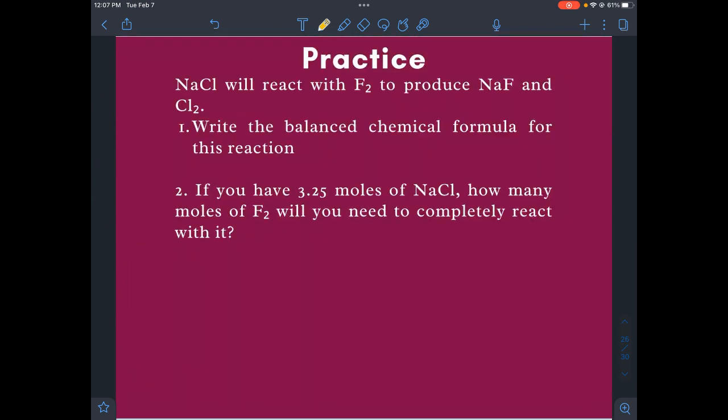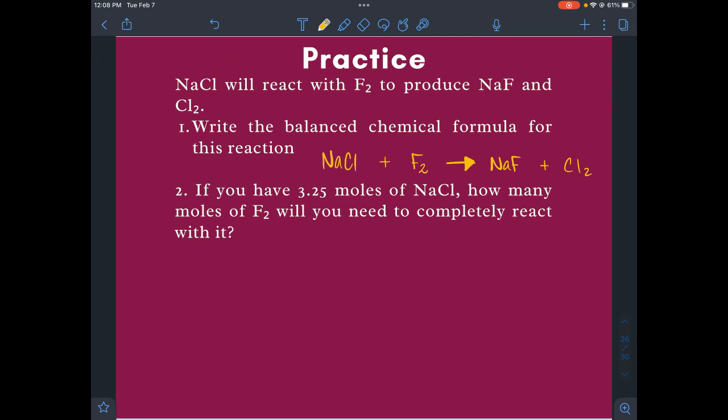Okay, let's try another one. NaCl will react with F2, that's fluorine, to produce NaF and Cl2. First step, write the balanced chemical formula for this reaction. So here we go. NaCl reacts with F2 to produce, is going to be an arrow, NaF and Cl2.